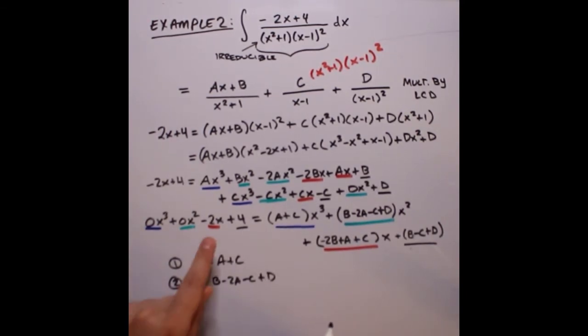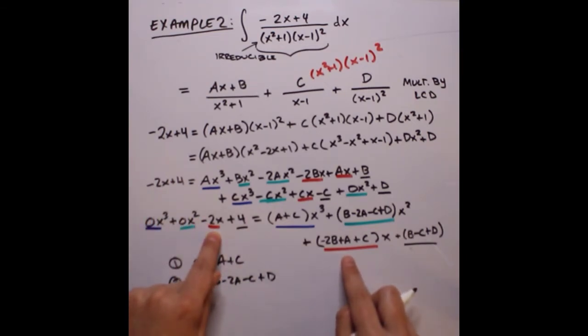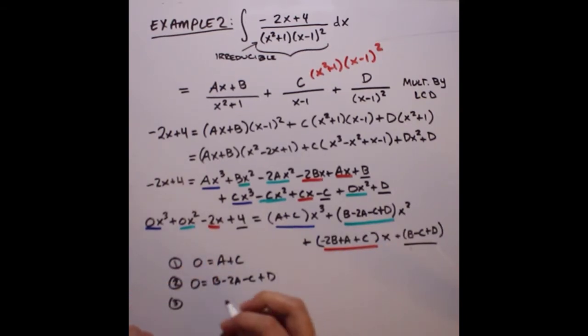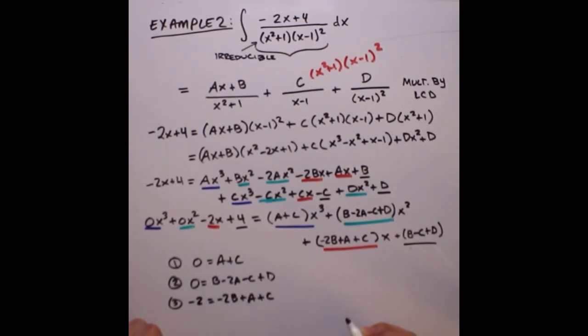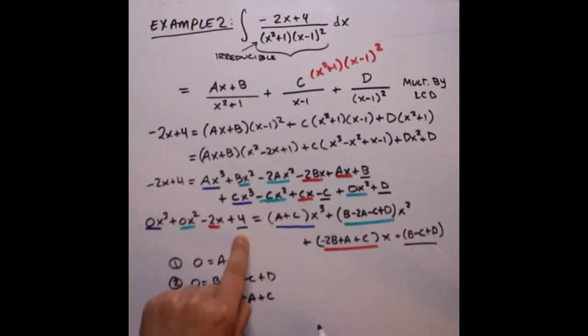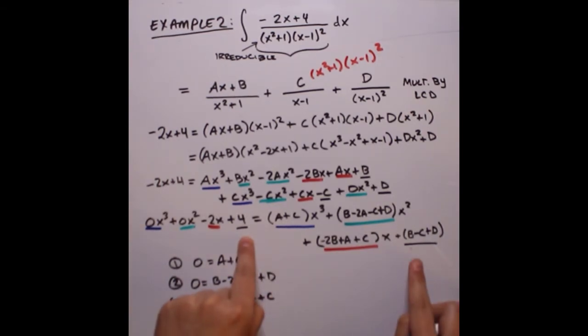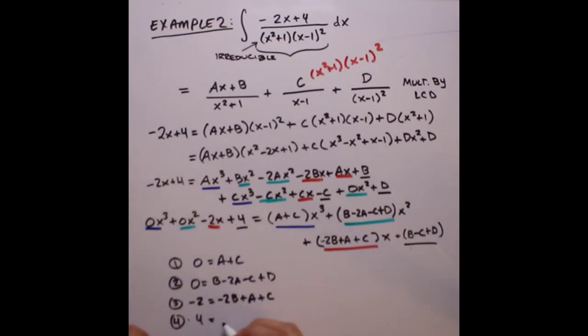In equation 3, the coefficient on x was negative 2, and so the coefficients on x equal this coefficient here, negative 2. So we have negative 2 equals negative 2b plus a plus c. And then our last equation for our system of equations is that the constant 4 equals all the constants that are left over. So 4 is the same as these three constants. So 4 is b minus c plus d.